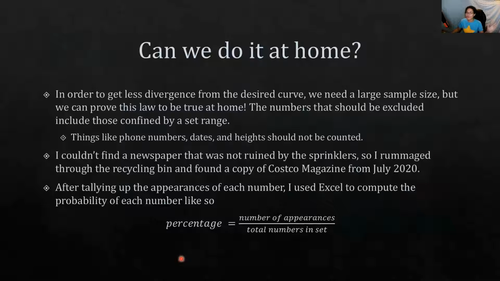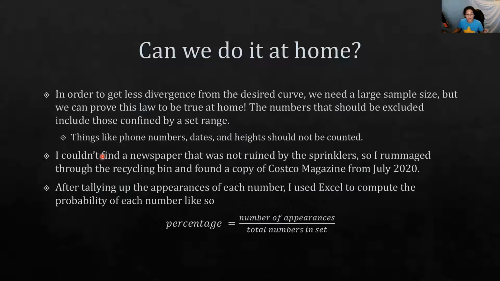So can we try this at home though? Is this one of those things that you need to work in a lab for, or that you need a lot of experience to prove? But it's fairly easy to do at home. So in order to get less divergence from the desired curve, we're going to need a large sample size. So ideally you'd want to use a newspaper of the Financial Times or something with stocks, something with a lot of numbers that has a lot of percentages, prices, a lot of data to work with.